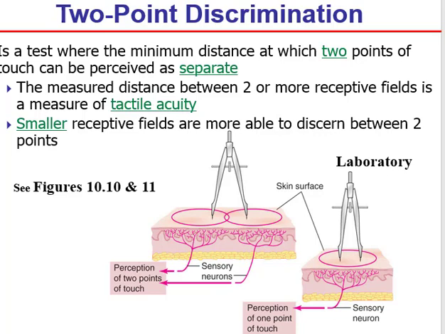Some receptive fields, like the ones on your face or fingertips, are more able to discern between 2 points than, say, if we did this experiment on your back or your shoulders.